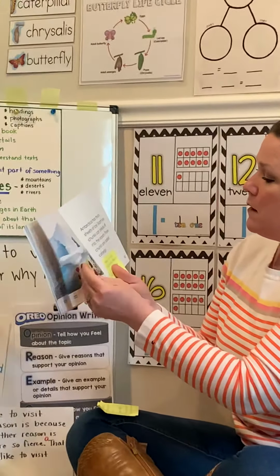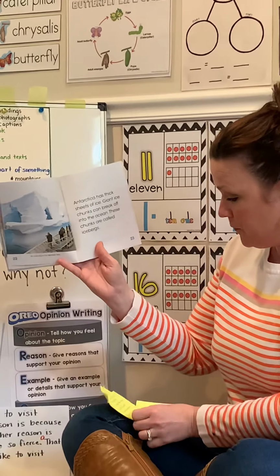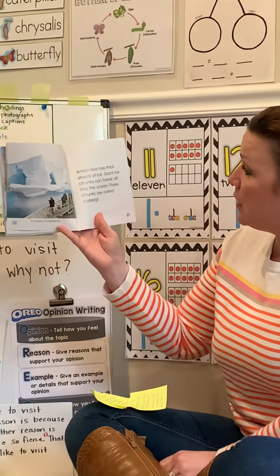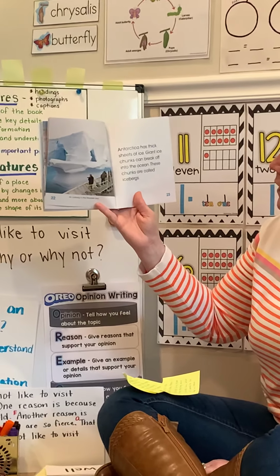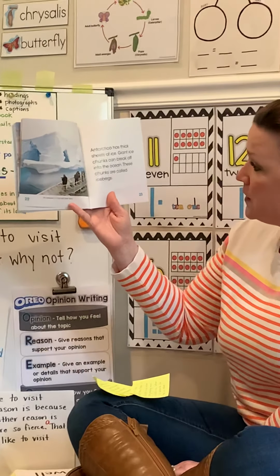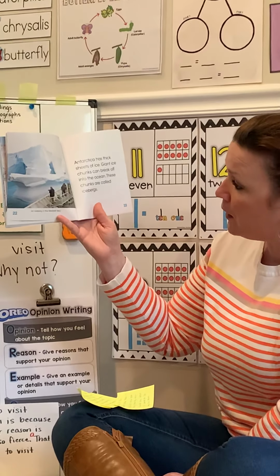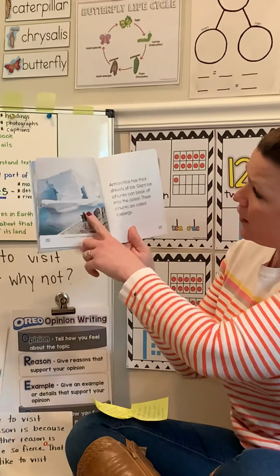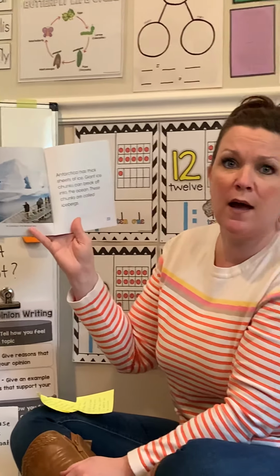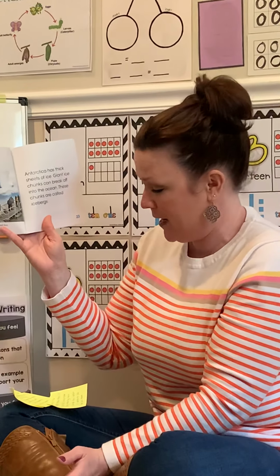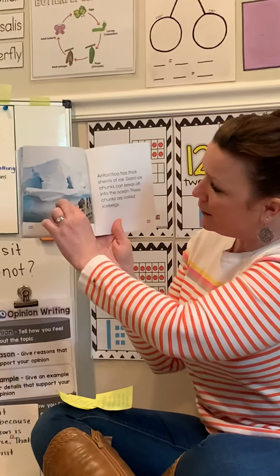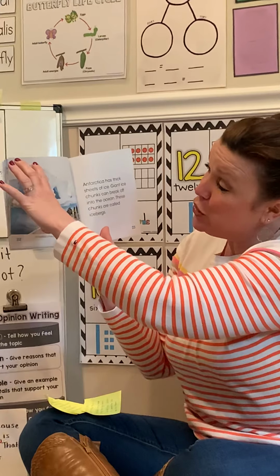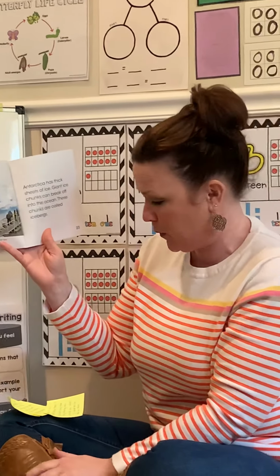And this page says Antarctica has thick sheets of ice. Giant ice chunks can break off into the ocean. These chunks are called icebergs. And here's an iceberg in the Weddell Sea. Now, I can look at the picture to really understand what an iceberg is and what giant means, friends. Look at how little the people are and how huge this iceberg is.